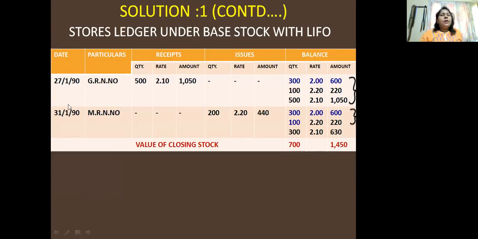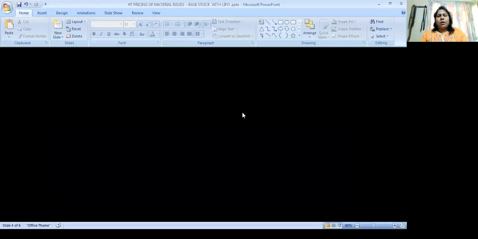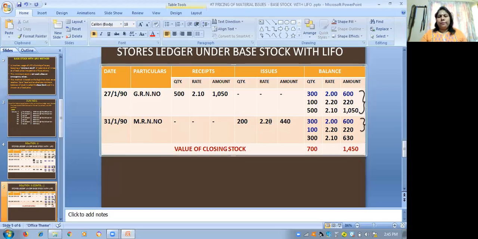Then I'll go to the final transaction as per the problem, 31st January, issued 200 tons. So 31st January, MRN number, put a hyphen mark in the receipts column because only issues 200 tons. Then immediately I need to check the balance column of the previous date. The last lot is available to the extent of 500. I will take only 200 at the respective rate. Here the rate is not 2.2, it is 2.1. So the value is 440.